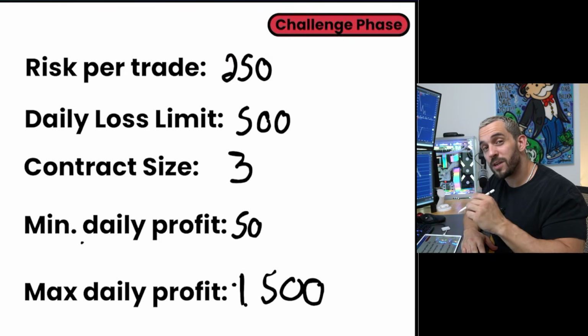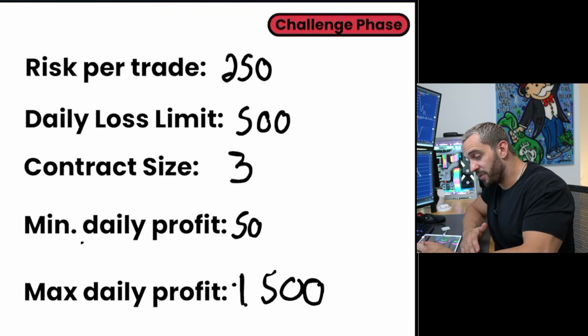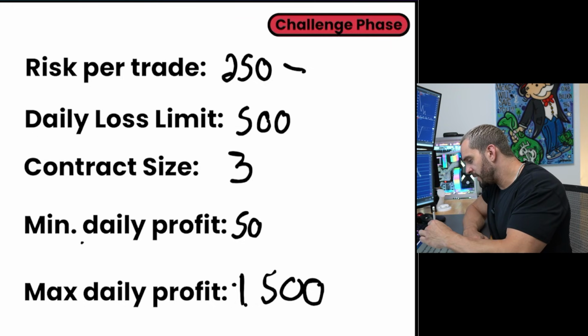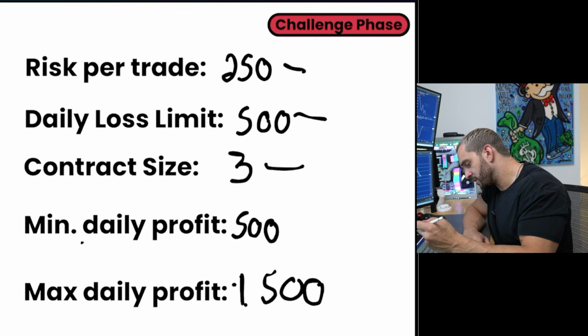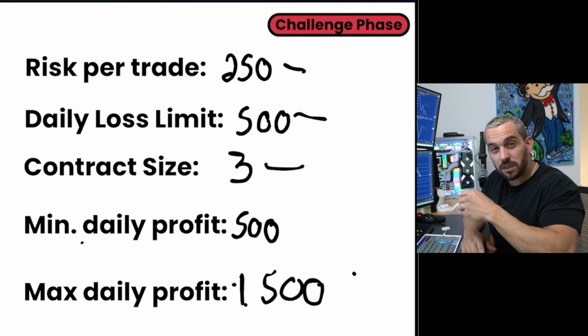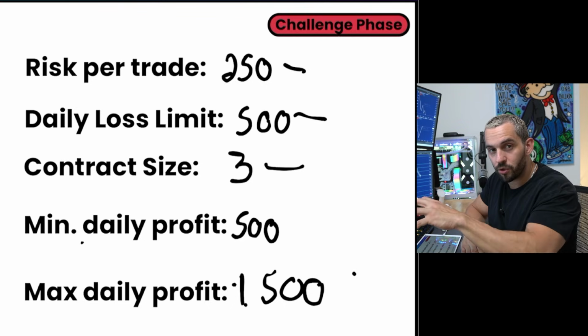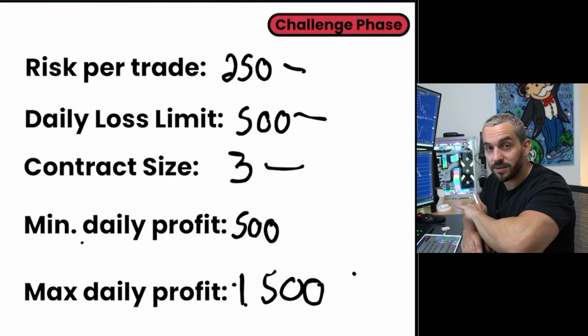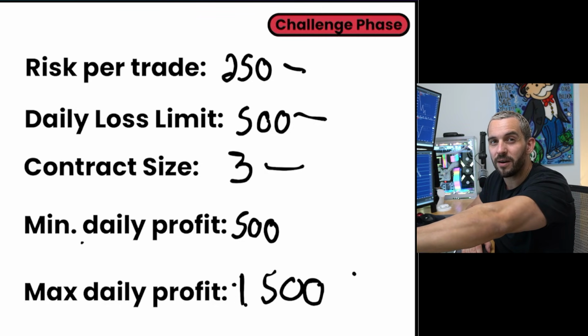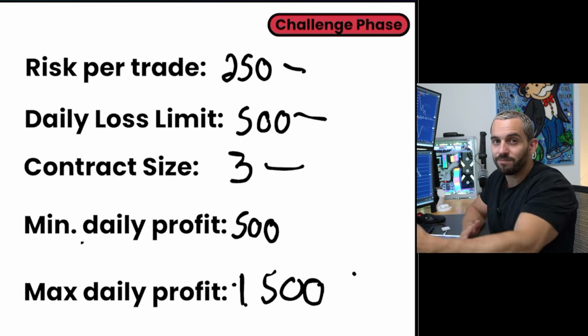So now from a risk management perspective, I have everything I need. I know my risk per trade. I have my daily loss limit, my contract size, my minimum daily profit, this should be 500, and then my maximum daily profit. A lot of these things you can put in the broker as risk management settings, and it's done automatically for you, so you don't even have to think about it. You just need to figure out the numbers up front and then go from there.